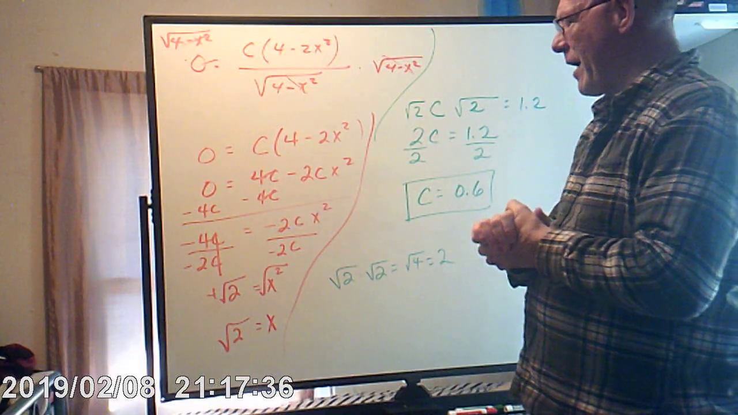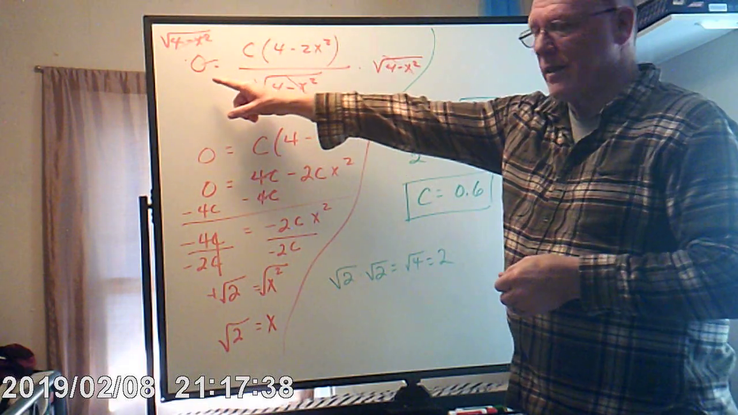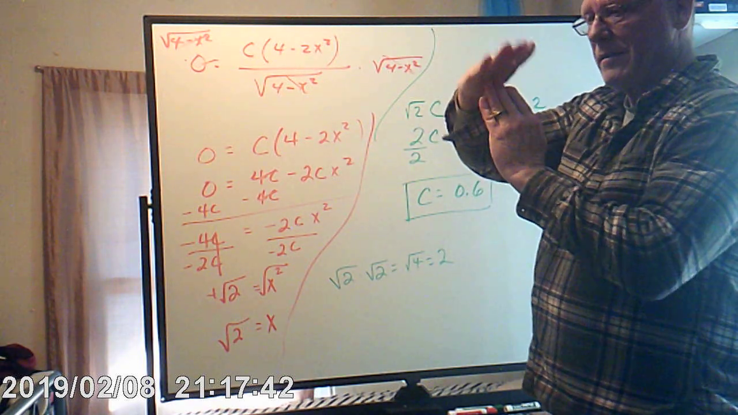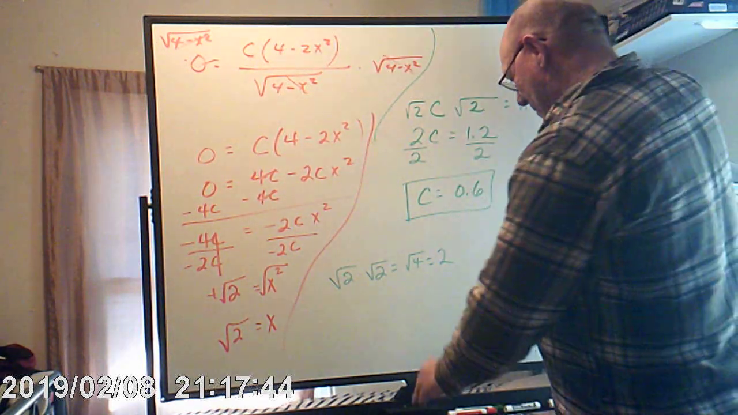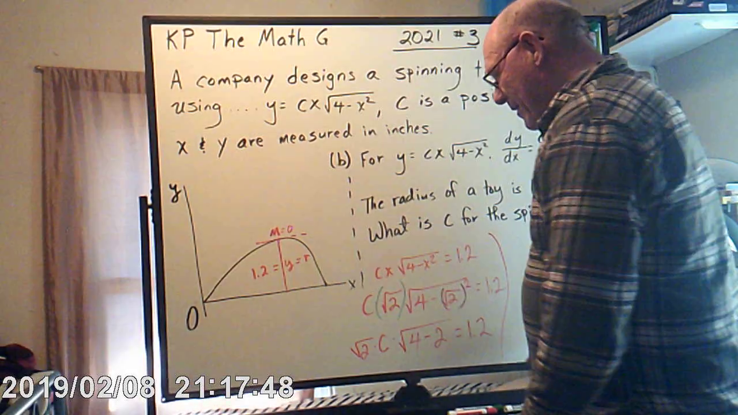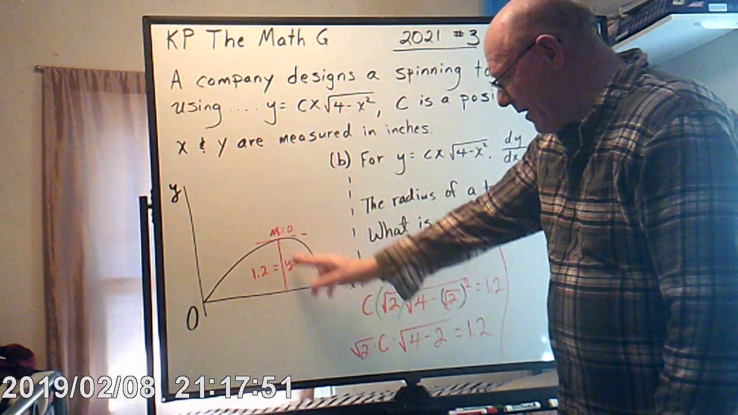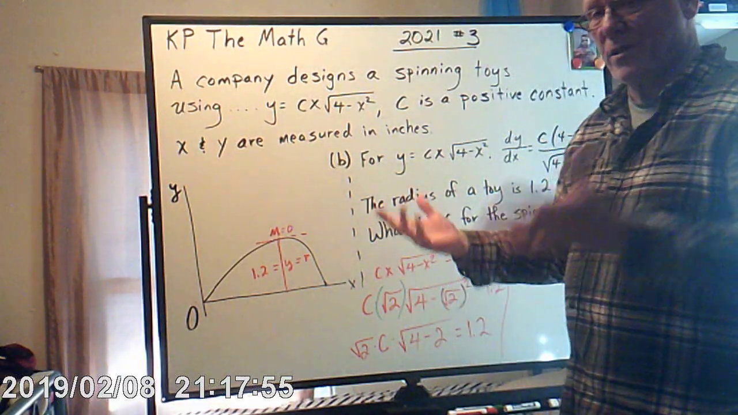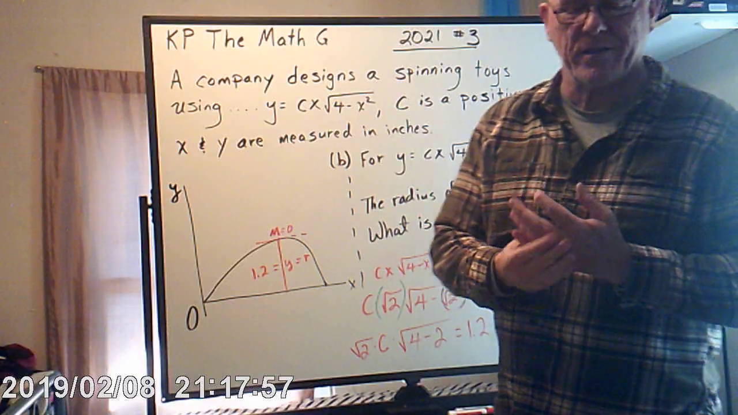Recognizing, once again, that your derivative is equal to 0, because that is your max. And then you had to realize also that this again is your height here. Your height is equal to 1.2. So you're actually really solving a system of equations.